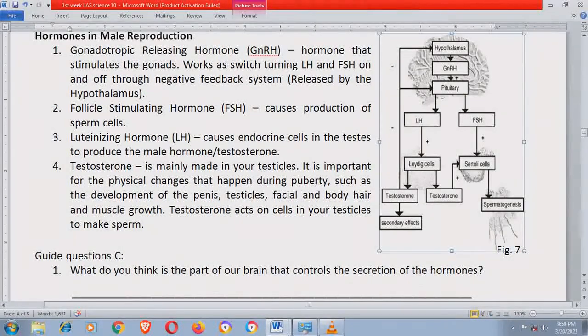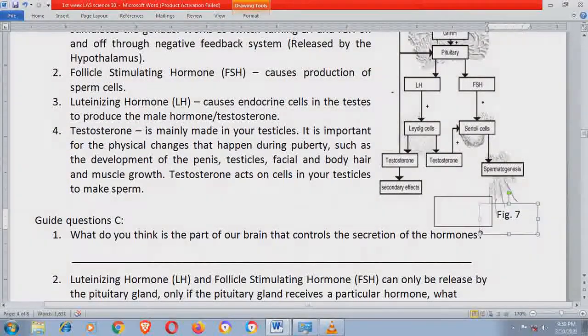Tingnan natin yung picture na to. So we have the hypothalamus as a gland located at the brain, and then magre-release ng gonadotropic releasing hormone papunta kay pituitary, and then pituitary will release its luteinizing hormone and follicle stimulating hormone papunta sa iyong testis, and then your testis will release testosterone, and then this testosterone is the one responsible for the secondary sex characteristics, and ang FSH naman is the one that's responsible for making sperm ng mga lalaki in the process of spermatogenesis. So, medyo clear naman.